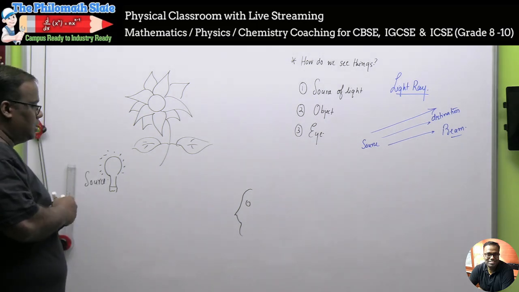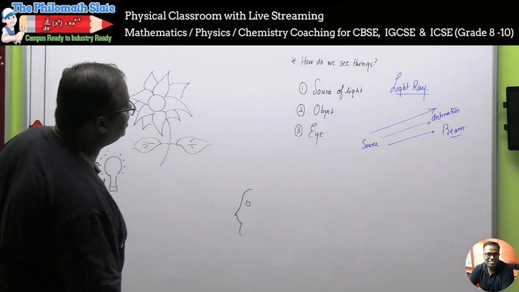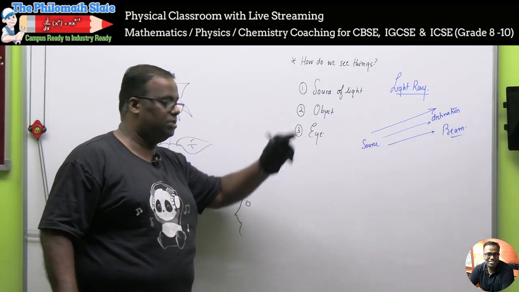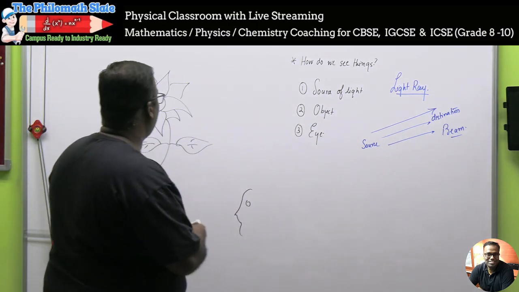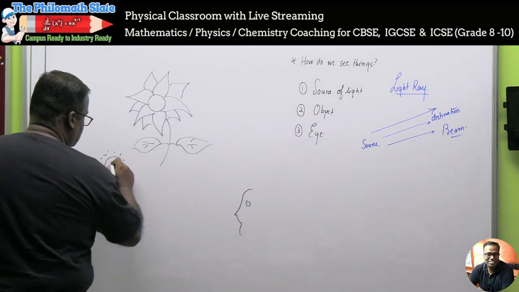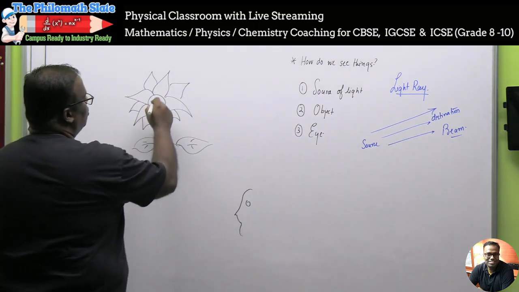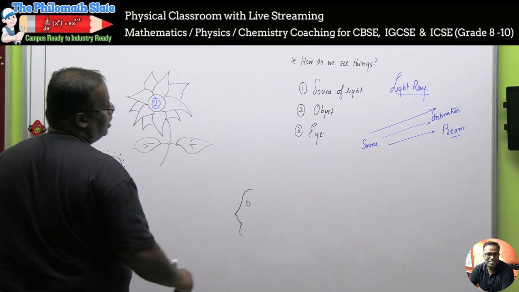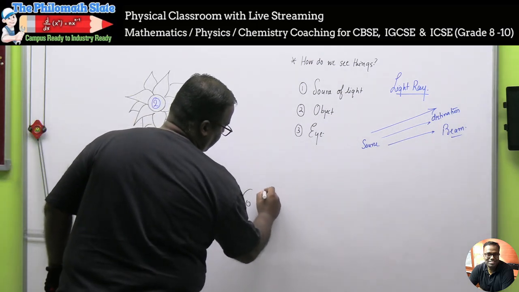Now, अब कहाँ पे हम थे? How do we see things? चीजों को देखने के लिए you need three things. One is a source of light, one is an object, and one is an eye. So let's number them 1, 2, 3. Do we have them? Yes, this is our number 1. Then we needed the object. This is our object, beautiful little flower. And 3, this is our eye.